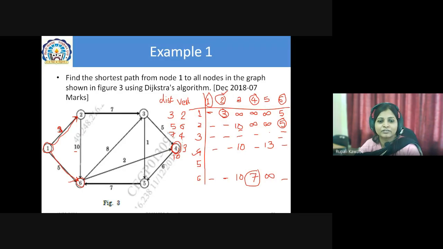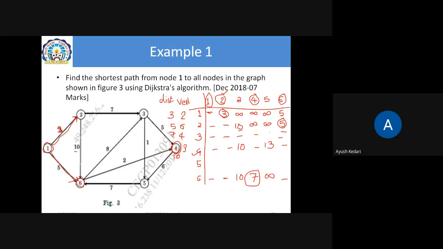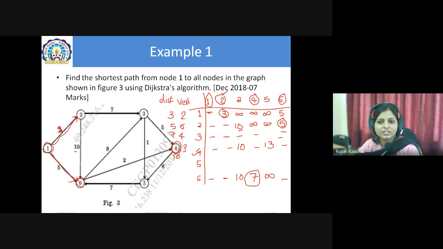So 3 to 5. What is the distance between 3 and 5? 11, yes, 11, right? Because the distance of 3 is 10, and then 1 is added, so it will be 11. So 11 and that is the 5th vertex and the distance is 11. Fine. So here we have completed all the vertices.